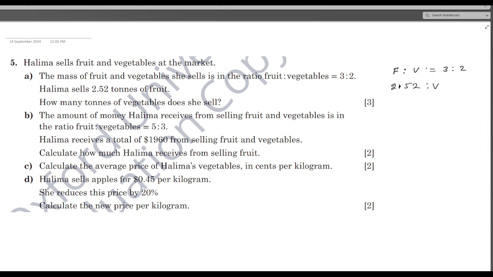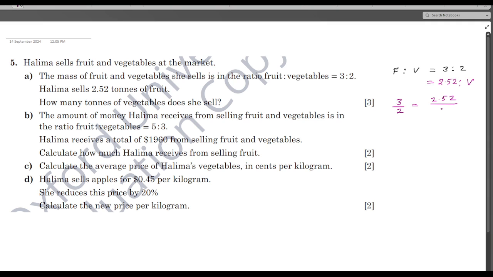So here what I can do, I can write this ratio, fruit to vegetable, as 2.52 to vegetable. As fruit to vegetable is given 3:2, I can write this as 3 divided by 2 equals 2.52 divided by V. Now the unit for V is going to be in tons.